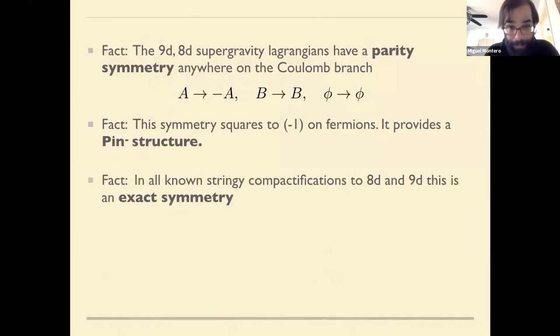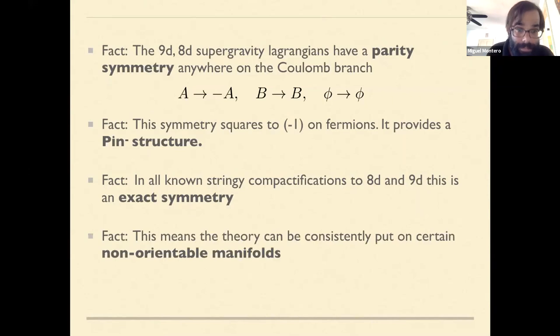So fact number three, the fact that you have a symmetry in the supergravity Lagrangian doesn't mean that you have a symmetry in the full theory. But in fact, this is the case in all these string compactifications that we just listed. This symmetry of the Lagrangian uplifts to a full symmetry of the theory. You can actually check this explicitly, because the point is that in these six theories, the reflection symmetry is combined with an internal reflection to produce a rotation in a 10-dimensional or 11-dimensional perspective.